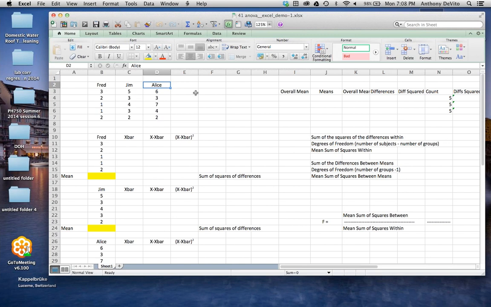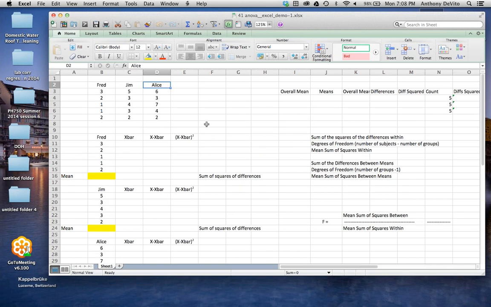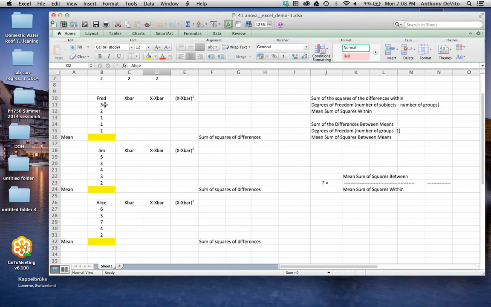So we're going to calculate this F statistic that we've just looked at. First thing we need to know is the variance within the groups, the variability within the groups, and we need to know the variability between the means of these groups. So I'm going to start with the variability within the groups. Here's the group Fred. The first thing I need to know to calculate the variability, you may remember this from when we started the semester.